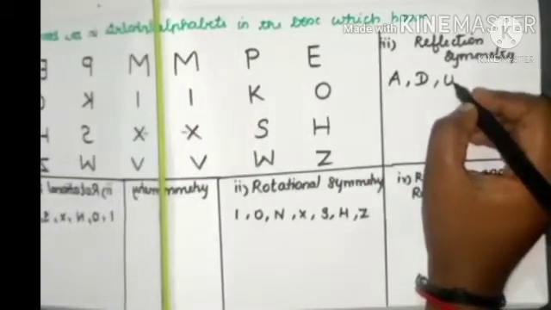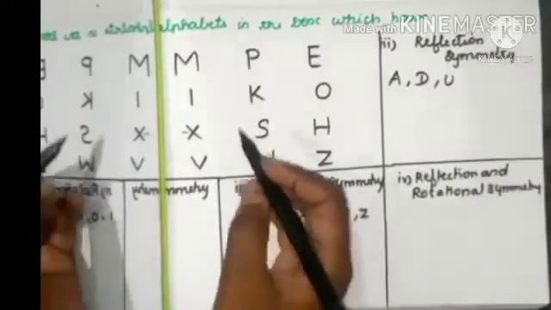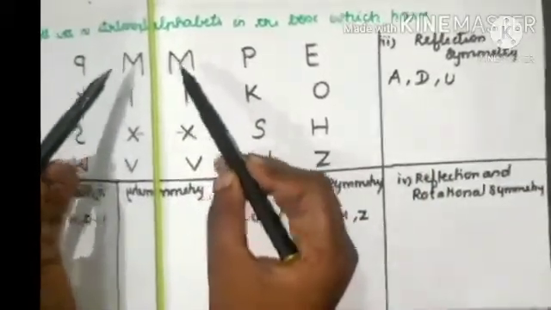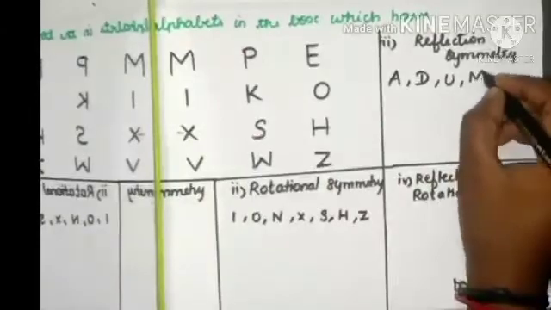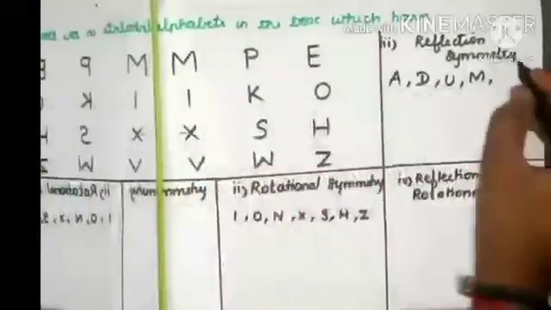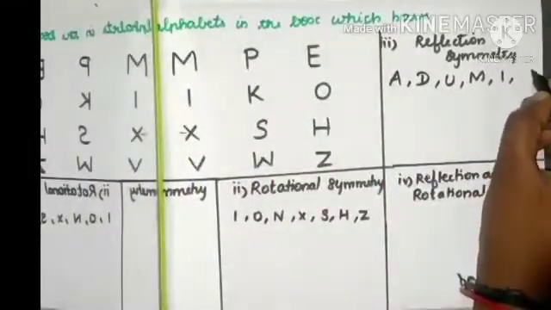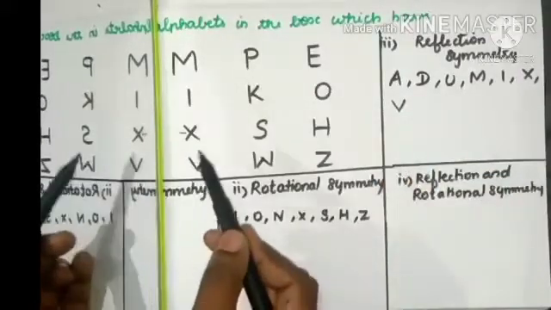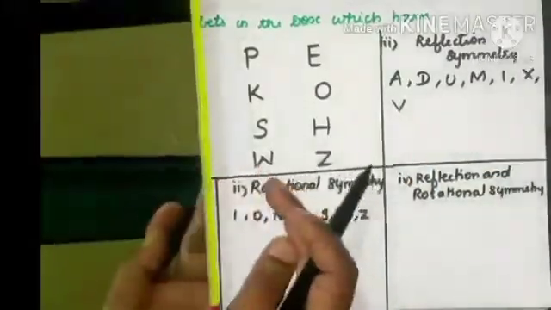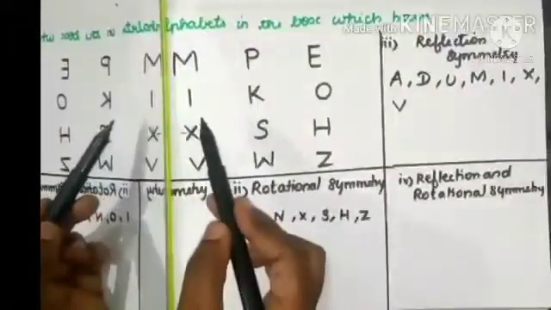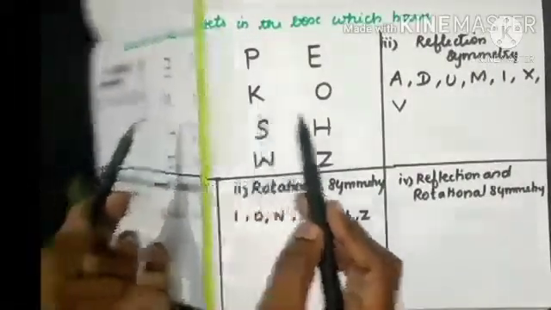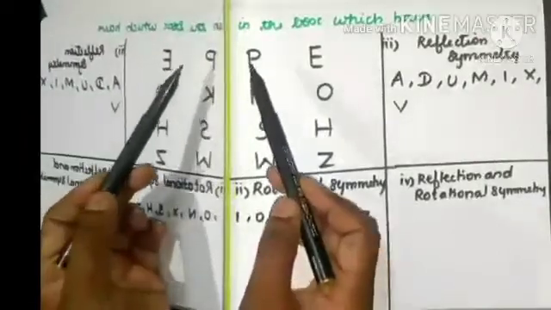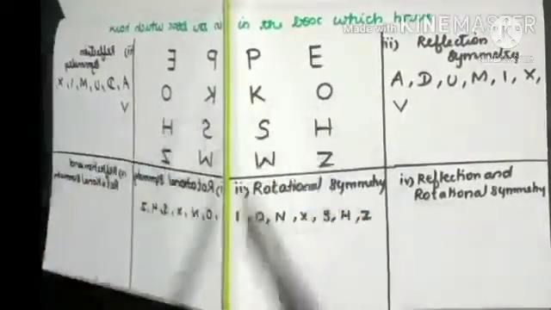Now let's check it for the letters M, I, X and V. M has reflection symmetry and I also has reflection symmetry, and similarly for X and V. Students, it is clear, no? It is a mirror. It shows the reflection image of the letters. Now let's check it for the letters P, K, S and W.